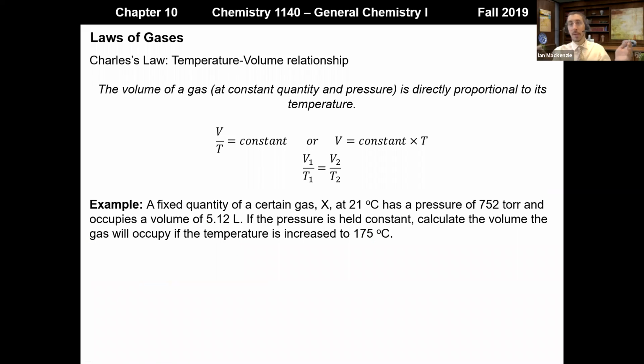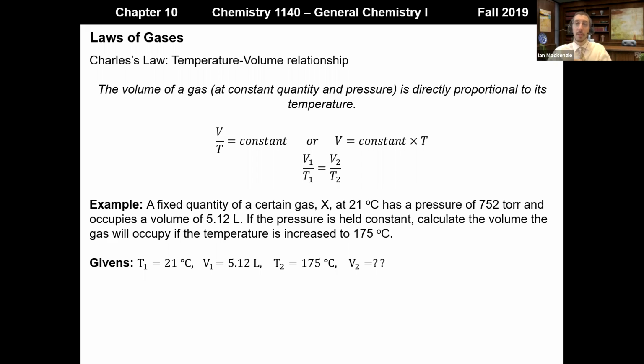Similar case, we've got a fixed quantity of a gas, some gas X at 21 degrees Celsius. It's got a pressure of 752 torr and occupies a volume of 5.12 liters. Same case. In this case, we held the pressure constant, and we want to know what's the volume if we increase the temperature to 175 degrees Celsius. We've done a significant temperature change. So what we're looking at here is we've got T1, we've got V1, we've got T2, and we're looking for V2 again.